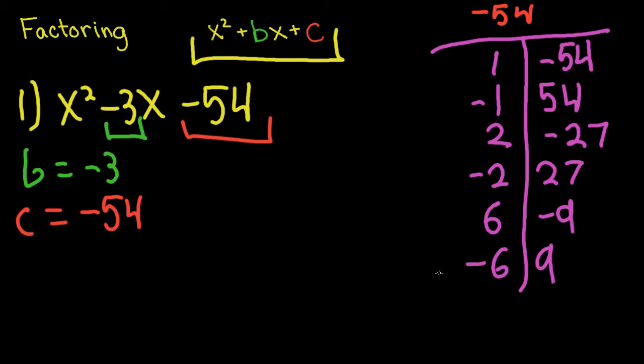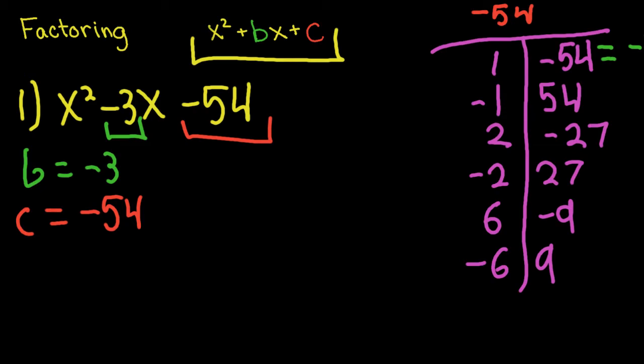What do I want to do with these? I wrote these out because now I'm going to find which one of these pairs of numbers will add together to get my b value. My b value is -3. That is the result I want to get. So I'm going to start with my first pair. 1 plus -54 is equal to -53. This is not equal to -3, so I have to move on.